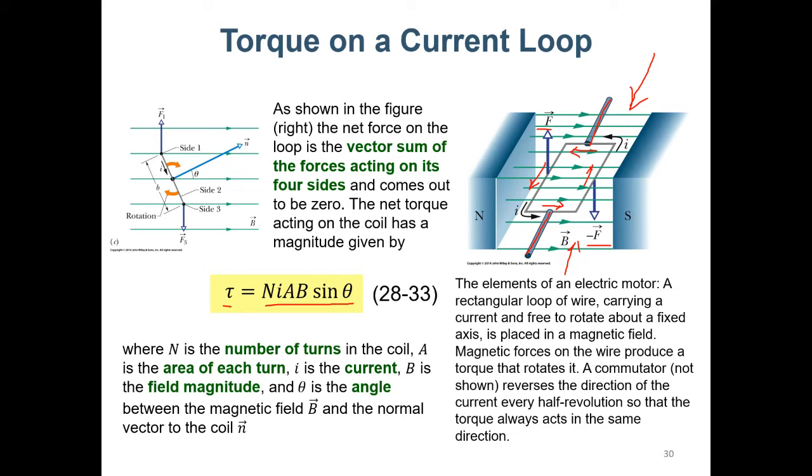And then theta is the angle between the magnetic field and the normal vector to the coil. Normal vector means, suppose this coil is a plane, and then the normal vector means the vector perpendicular to this plane.